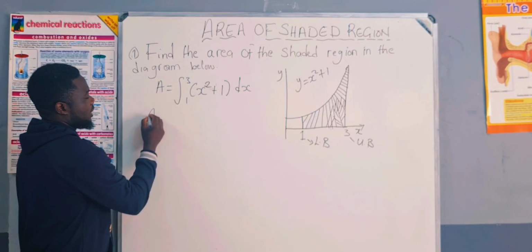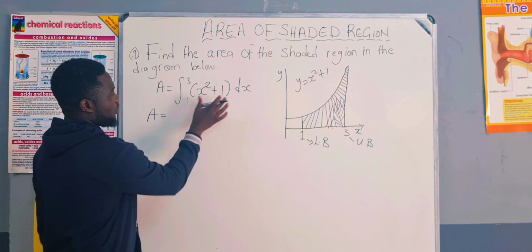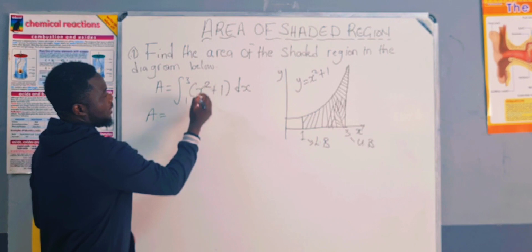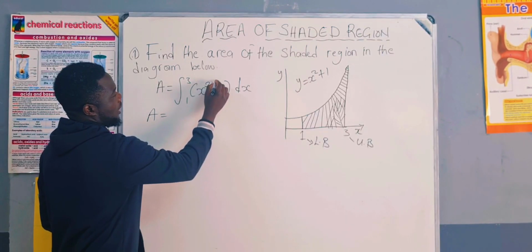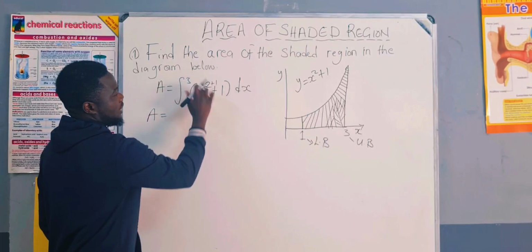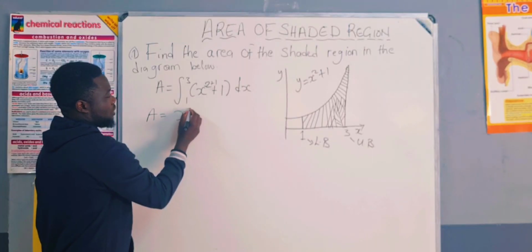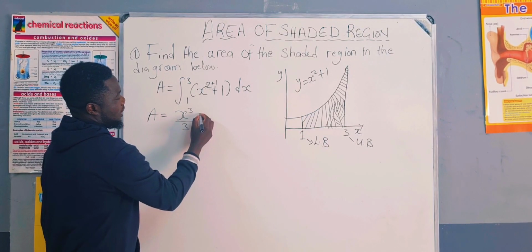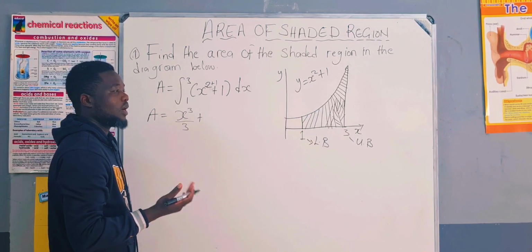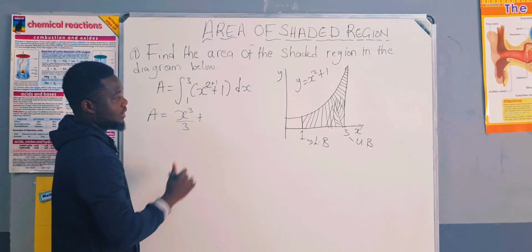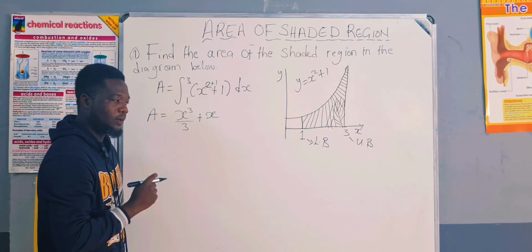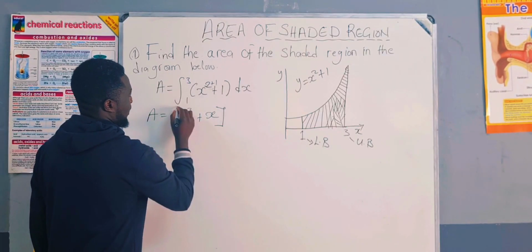So you say area is equal to, and the first thing is to integrate this. How are you going to integrate this? Remember, with integration you add 1 to the power, which gives 3, and then you divide by the index, which is 3. So it will be x to the power 3 over 3, plus, and if we integrate 1, it will become x.